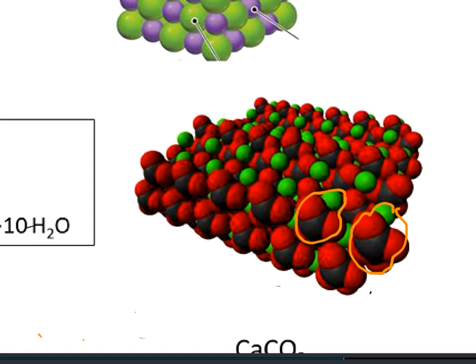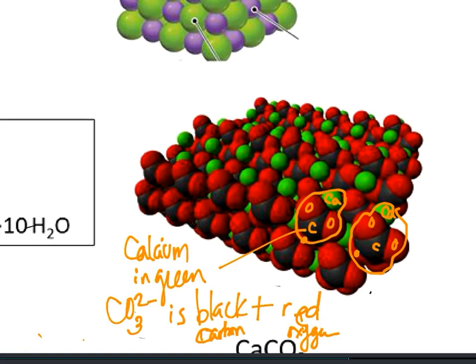So that's 1 formula unit for calcium carbonate. There's another formula unit there. I've highlighted the calcium in green, and the carbonate in black and red, with the carbon black and the oxygens red. So that's 1 formula unit, or FU.